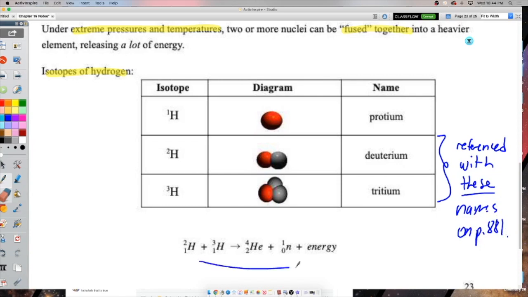Okay, so here's an example of a fusion reaction. You have, what's this called? Deuterium, right? And what's this? Tritium, hydrogen with 3 nucleons, making helium. Hey, an alpha particle, right? And a neutron and energy.